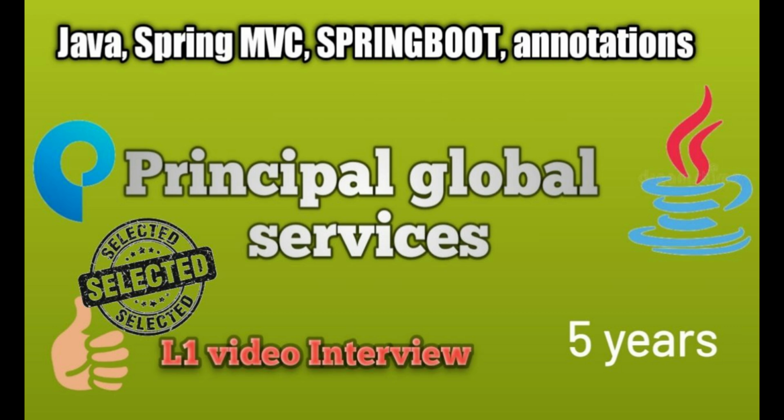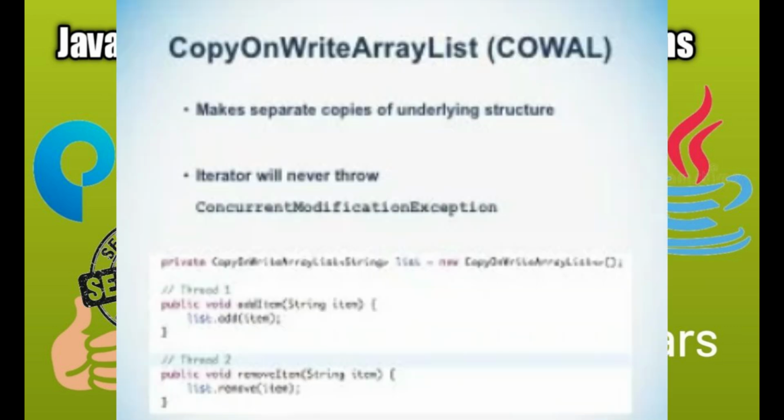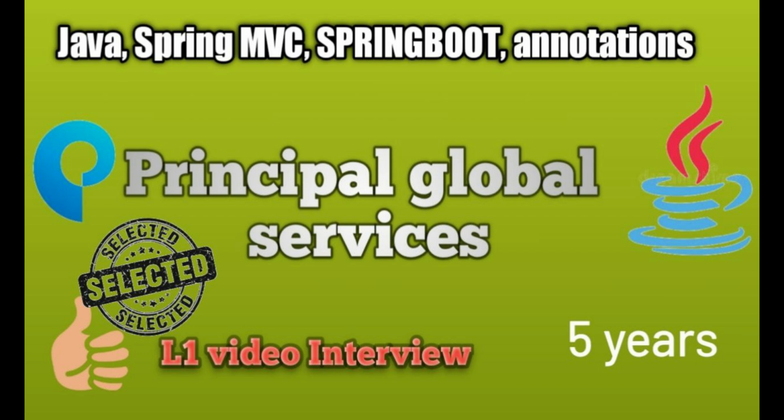Okay. What is CopyOnWriteArrayList? In ArrayList, while we are iterating, if we are doing any changes, like adding or removing, we will get a ConcurrentModificationException. So to avoid that exception, we go for CopyOnWriteArrayList. It will take a copy of that array, and then we are able to do those operations like add or remove.